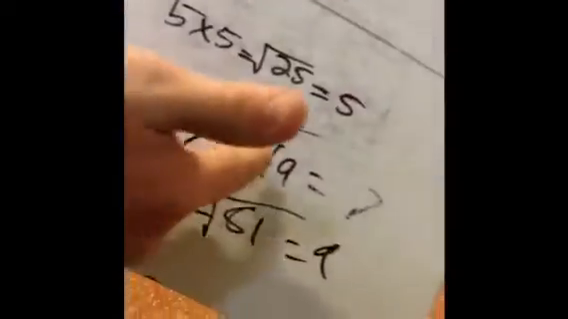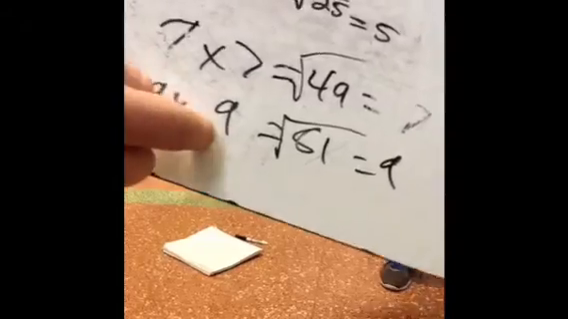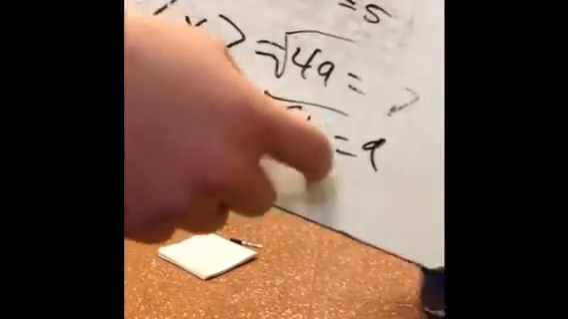7 times 7 equals 49, so the square root of 49 would be 7. This sign right here is called the radical sign. One more is 9 times 9 equals 81, so the square root of 81 would be 9. I hope you learned a lot in this video.